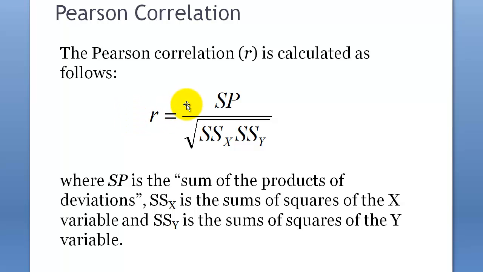So how you do that? Sum of products of deviations divided by the square root of the sum of squares of x and the sum of squares of the y variables. Why do you do that? And what is a product of deviations?